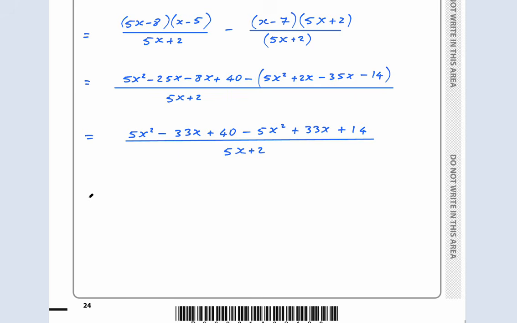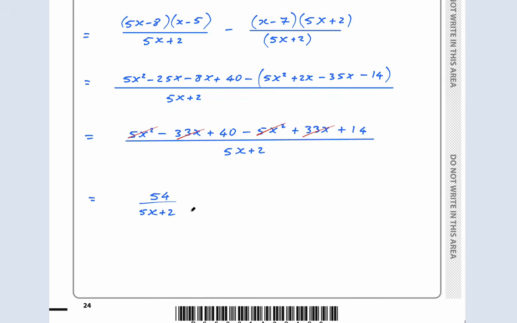Now the nice thing I saw happening here is this. 5x squared minus 5x squared, gone. Minus 33x plus 33x, gone. And the 40 plus 14 is just 54. So this gives me 54 over 5x plus 2. And that's the answer. Done.